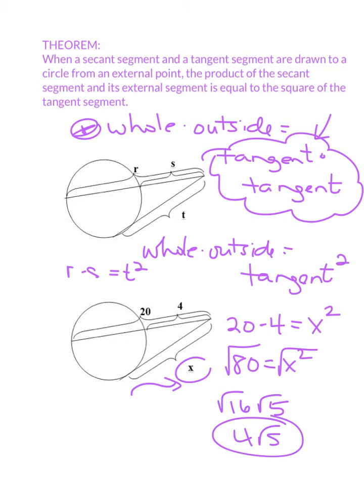Now again, I can check that. I know 20 times 4 gives me 80. So if I do the same thing, 4 root 5, and I square it because that's my tangent, that's the same as 4 root 5 times 4 root 5, which is 16 times 5, which is also 80. So I know my value is correct.